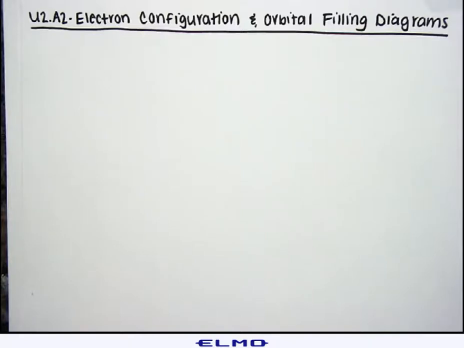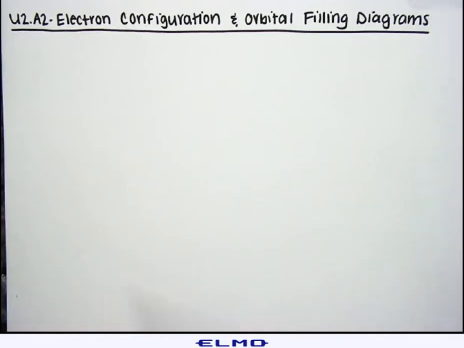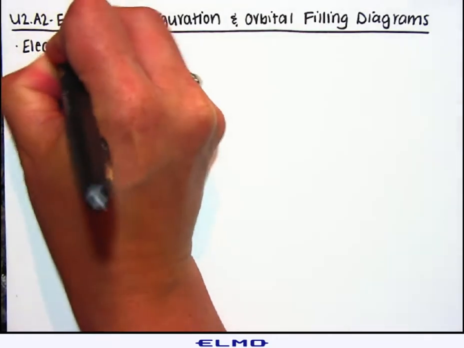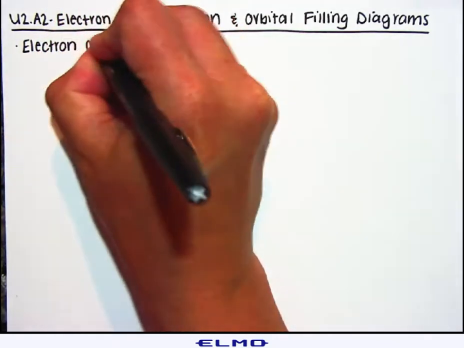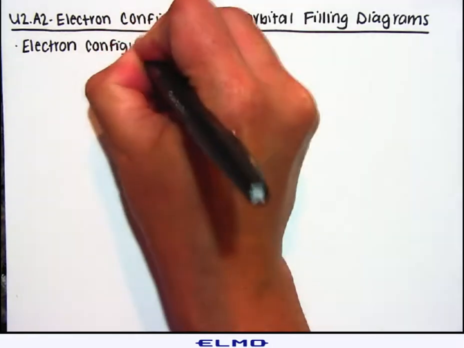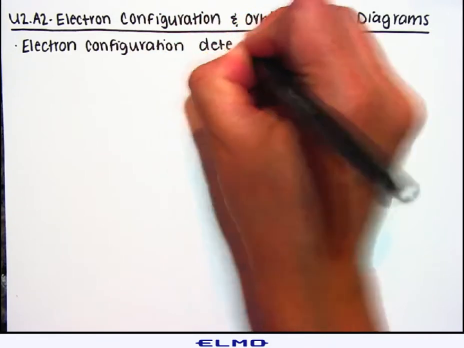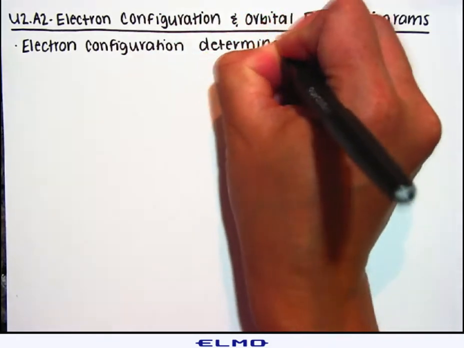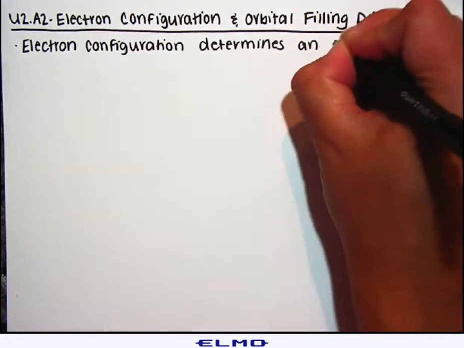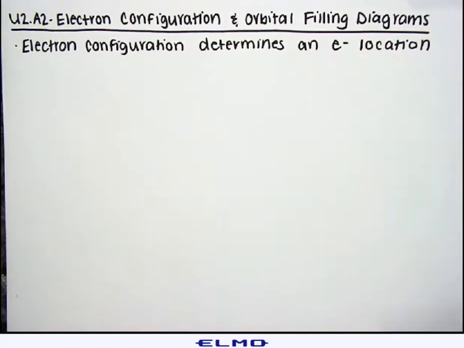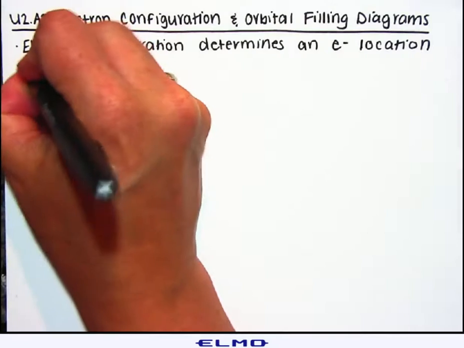This lesson will go over electron configuration and orbital filling diagrams. So first, what is electron configuration? What is its purpose? An electron configuration determines an electron's location. So the electron configuration can tell me what energy level an electron is in, also which orbital it is in.